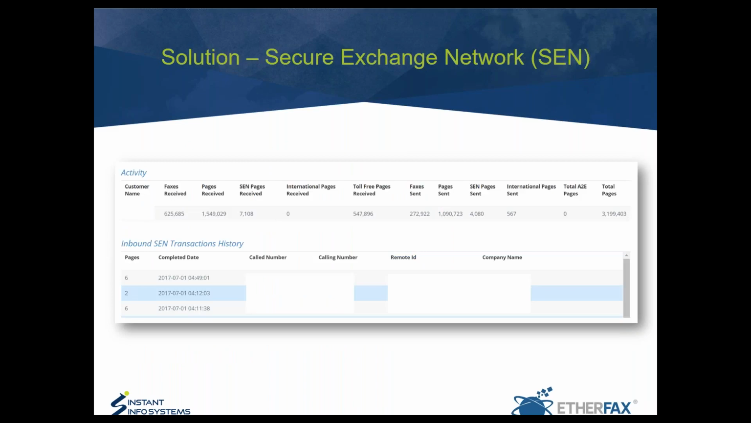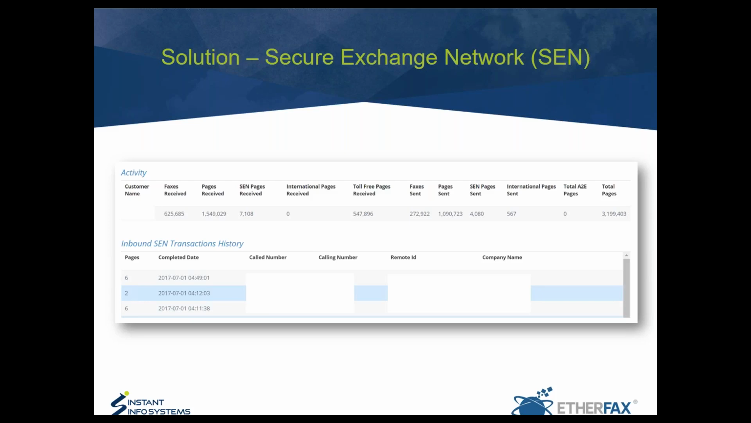Taking a look here, you could actually see in the portal what we dub as a Secure Exchange Network transaction. So taking a look at this customer, they do about 33.2 million pages a month. They've had about 4,000 send transactions, and some of these are very, very large page transactions. So as I mentioned, these 40, 50, 60 plus pages go instantaneously. Imagine how that increases your workflow, your efficiency.